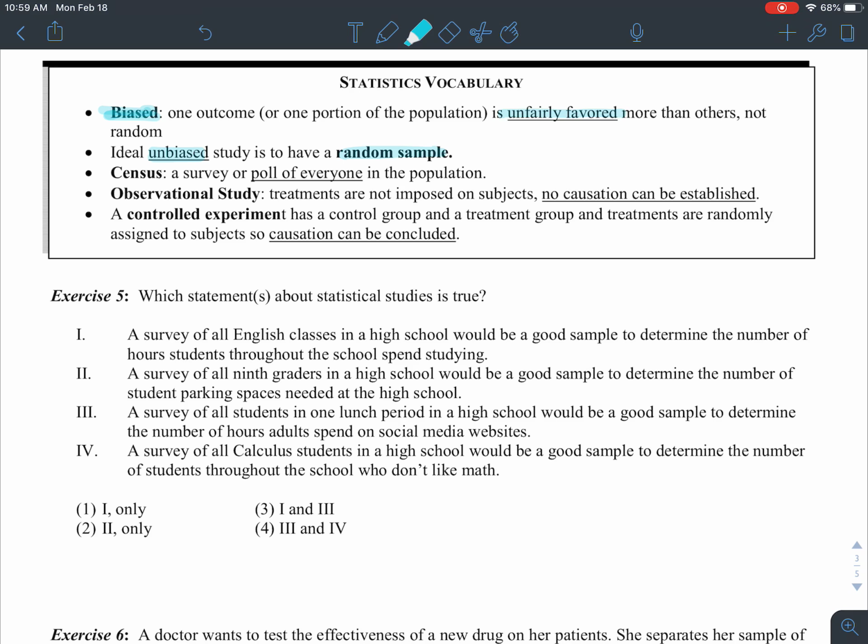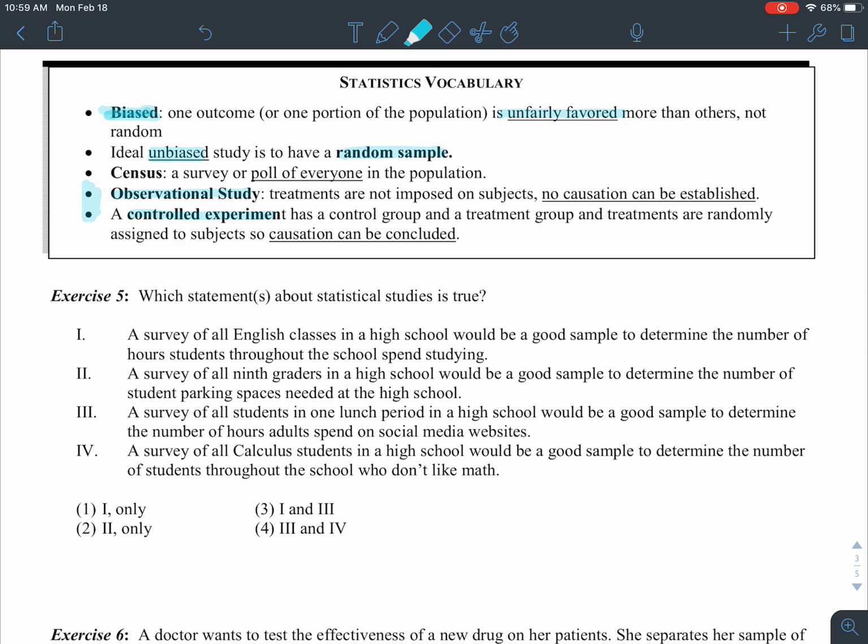A census is a survey or poll of everyone in the population. We do have a U.S. census that gives us statistics about our population. And then these last two kind of go together: understanding what an observational study is and what an experimental study is.